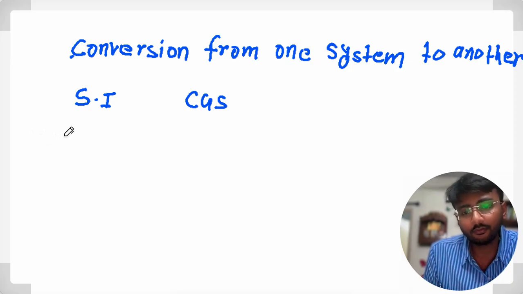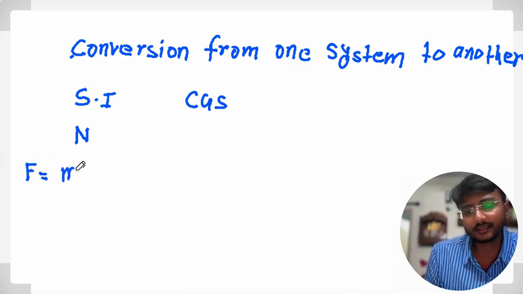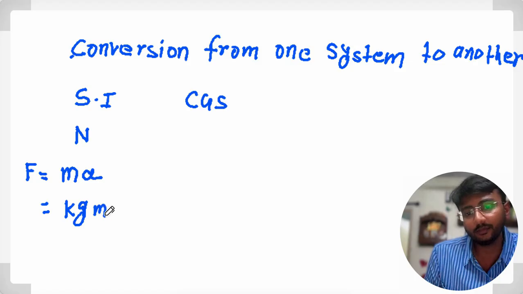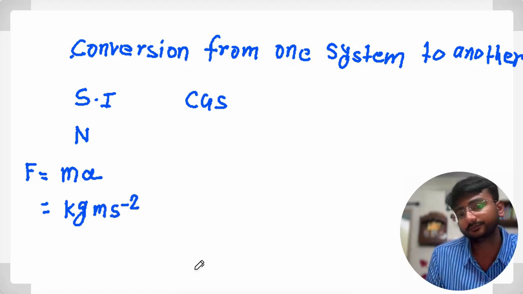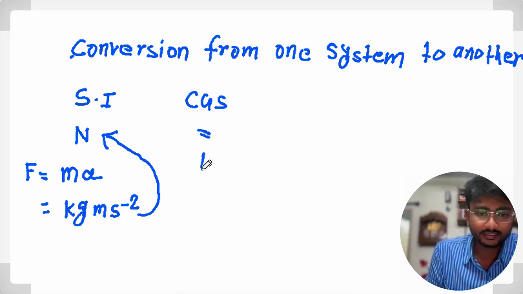For example, SI unit of force is what? Newton, right? And we know that force equals mass into acceleration. So Newton is nothing but the SI unit of mass, kg, and for acceleration it will be meter per second square, that means meter second to the power minus 2. This is what we call Newton, right? Now if we have to change this system into CGS system, how can we do this?